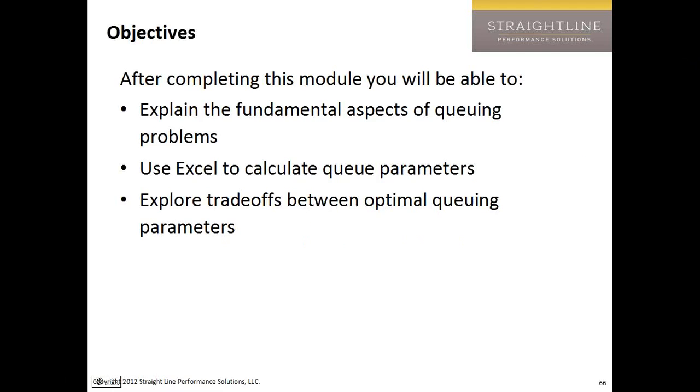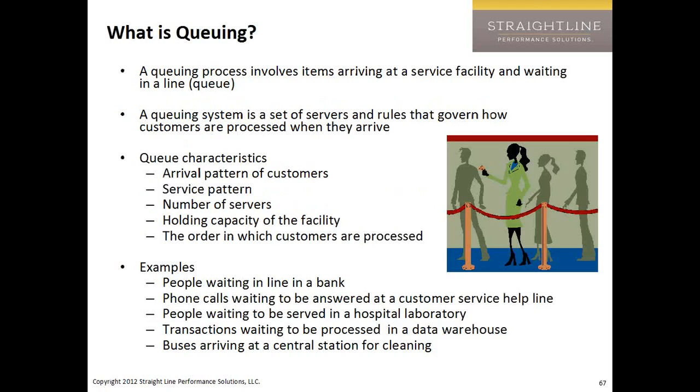After we do this, we'll be able to explain the fundamental aspects of queuing problems. I'm going to keep this fairly short so that I can show you how it works in the Excel spreadsheet that I developed for you. It does use something called QTP, which stands for Queuing Tool Pack, which you have available for download on the site. It's a free Excel add-in. We'll use Excel to calculate the queuing parameters and explore some of the trade-offs between these.